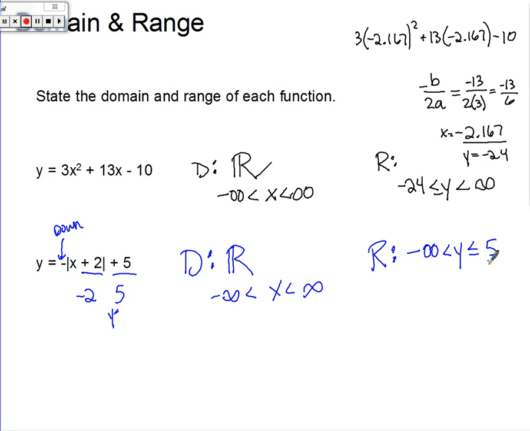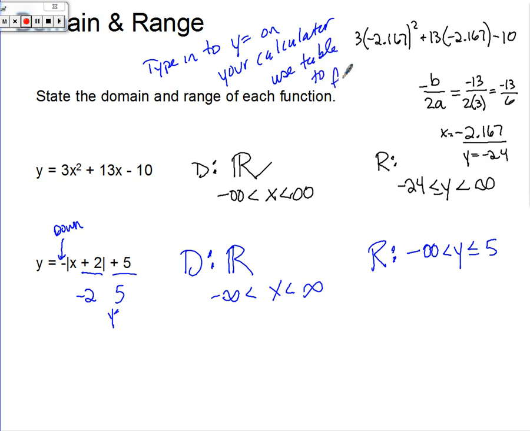Now, the best way for some of you to probably do this is to type these in to y equals on your calculator. Okay, and then you can use the table to find range. Okay, domain is always all real numbers for those.